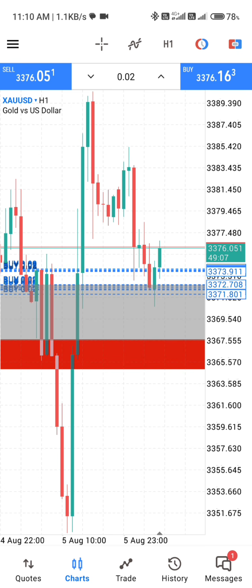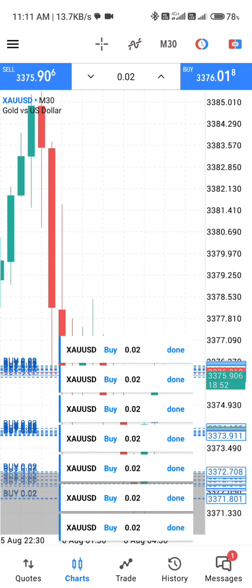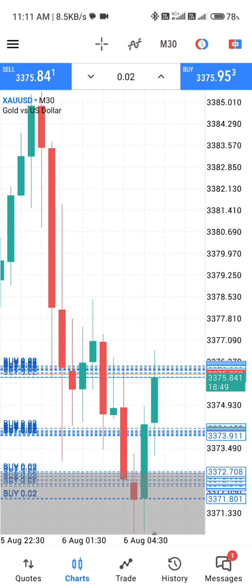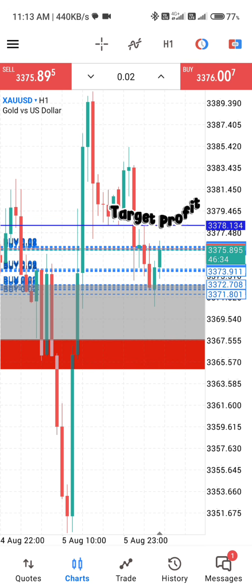So by the way, we can mark our TP area. Basically, TP area is such a zone. First of all, let me tell you, that's our broken supply zone. That means that's an unfresh supply zone. Price can easily surpass that zone because it already broke it. So that's our target profit area.